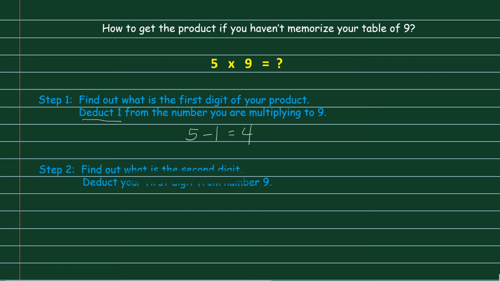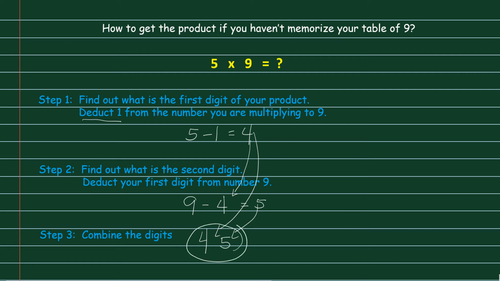Next step, find out the second digit. Deduct first digit from number 9. So, we have 9. Deduct natin yung first digit na nakuha natin, which is 4. 9 minus 4 is 5. So, ang combined digits natin is first digit 4, then the second digit 5. So, our 5 times 9 is 45.